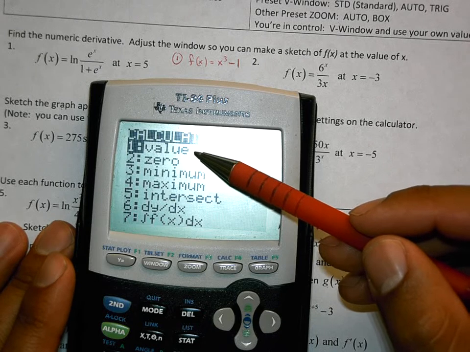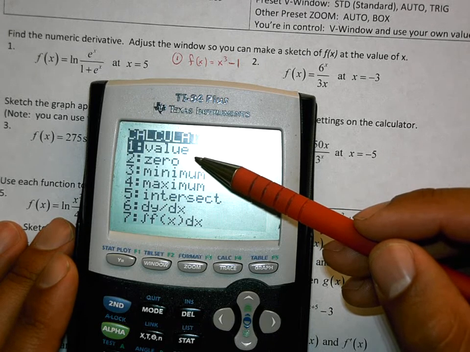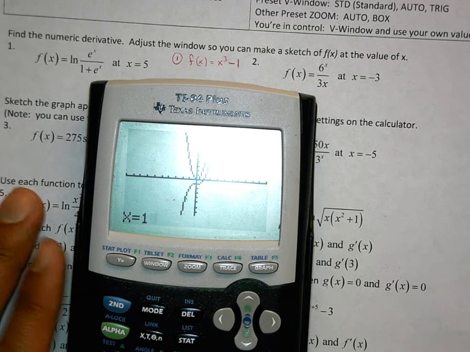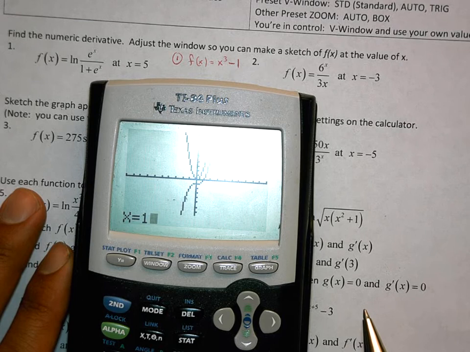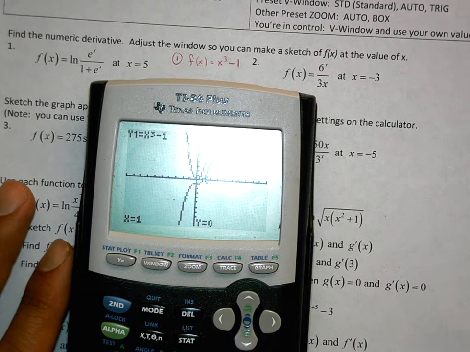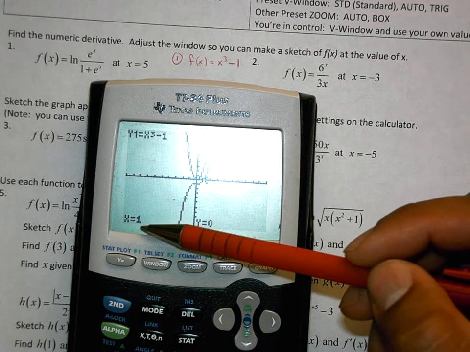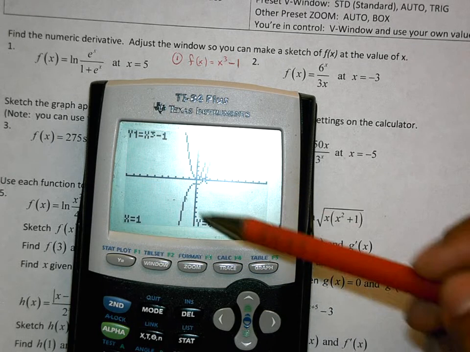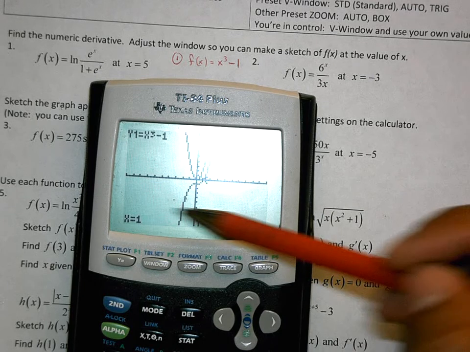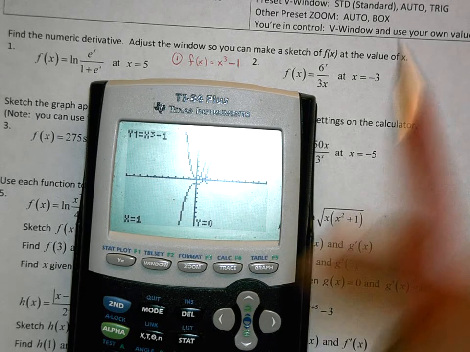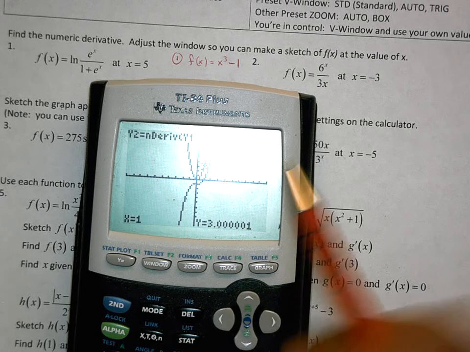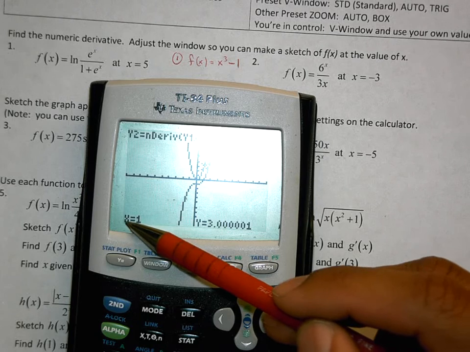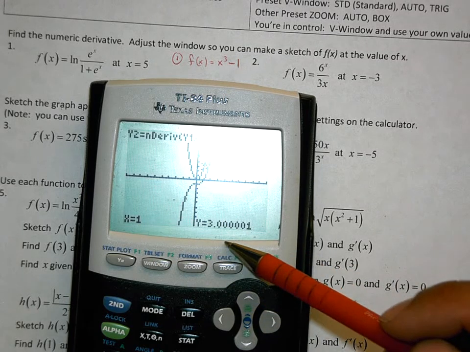Sometimes you're going to calculate what's the value when x is 1. Yeah, let's do that. The value when x is 1 into this equation, into the y1, the y value is 0. Okay, I just calculated that. I'm going to press up. If I want to know what the derivative is when x is 1, it calculates that for me as well.